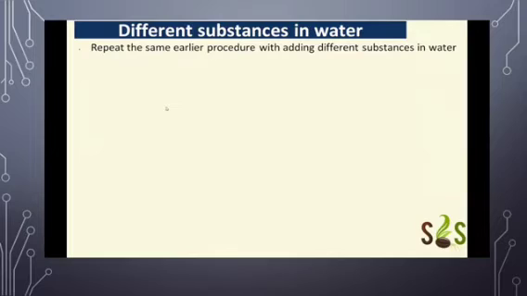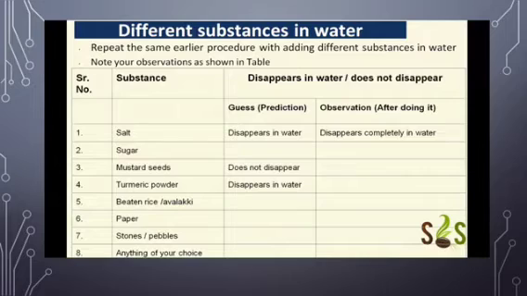So we did it with salt. Let's repeat the same earlier procedure by adding different substances in water. Note down your observation as shown in the table. Here we have the list of substances, and before you do it, please guess, predict what will happen, right? In the case of salt, let's say the guess was it will disappear in water. And after doing it, we can observe that yes, it really disappears completely in water.